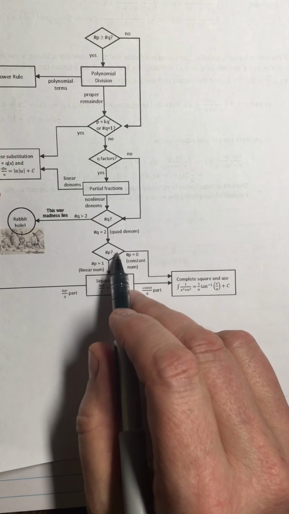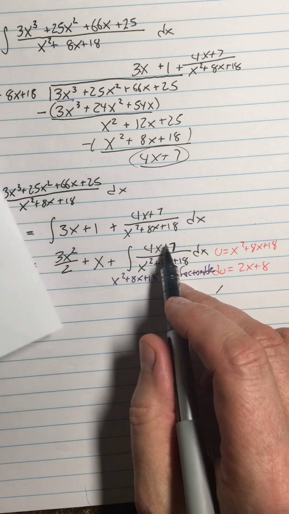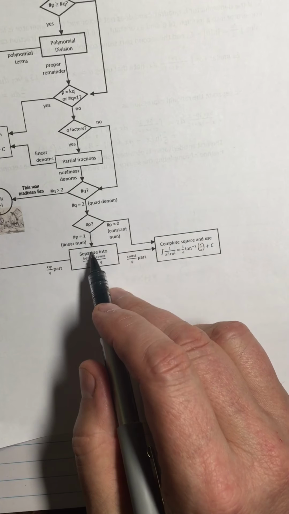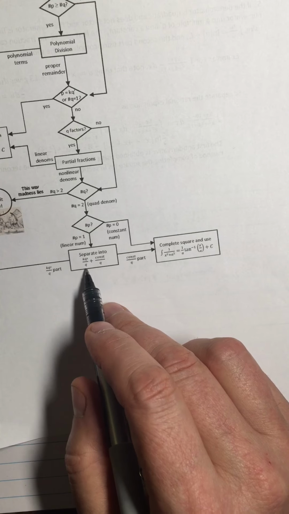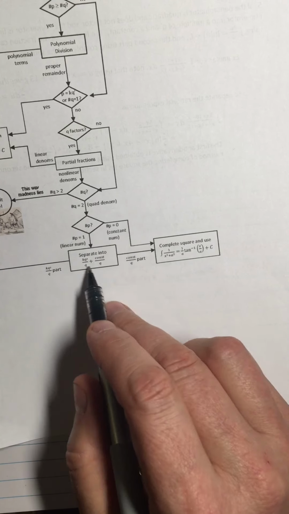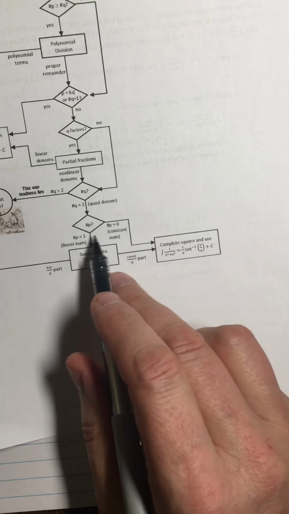So what's the degree of p? Here's our numerator. Degree is 1. Linear numerator, separated into k q prime over q plus constant over q. This is what I call in some of the worksheets forcing q prime. And that's what we're going to do next: we're going to force q prime.